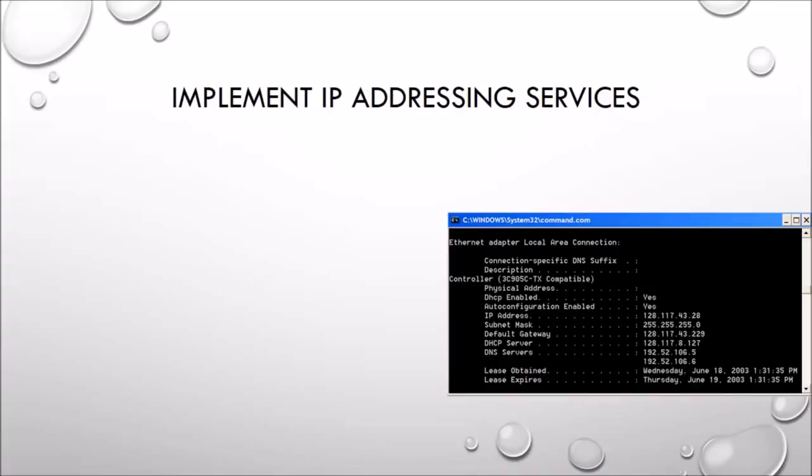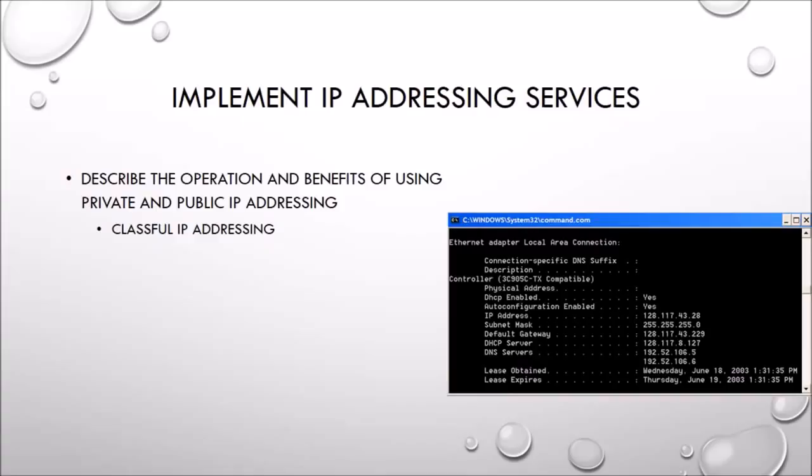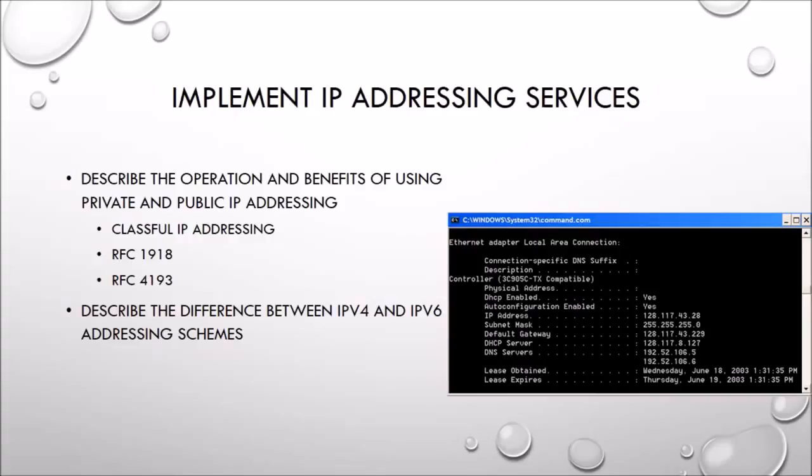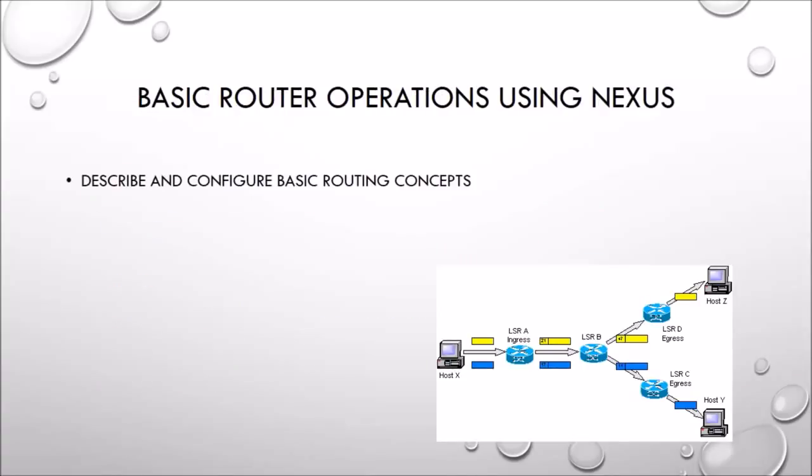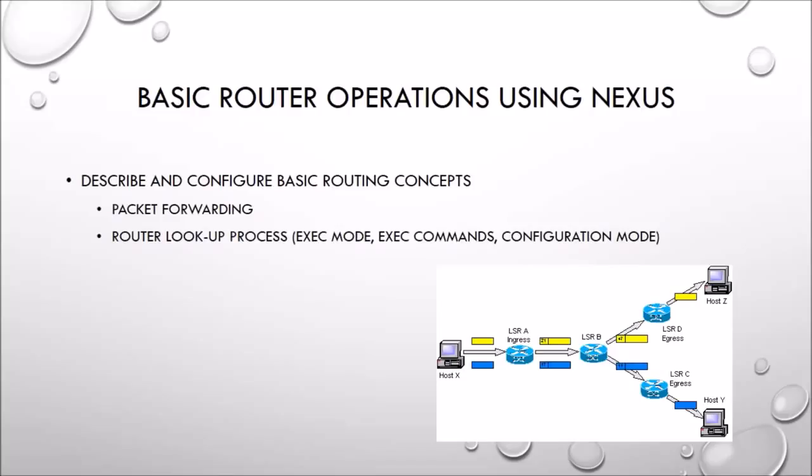Be familiar with implementing IP addressing services for both version 4 and version 6. Know the concepts of classful IP addressing, and know what RFC 1918 and RFC 4193 relate to. Be able to describe differences between IP version 4 and IP version 6 addressing schemes, including comparative address space and host addressing. Be familiar with and be able to describe basic routing concepts such as packet forwarding, and know the router lookup process and modes.